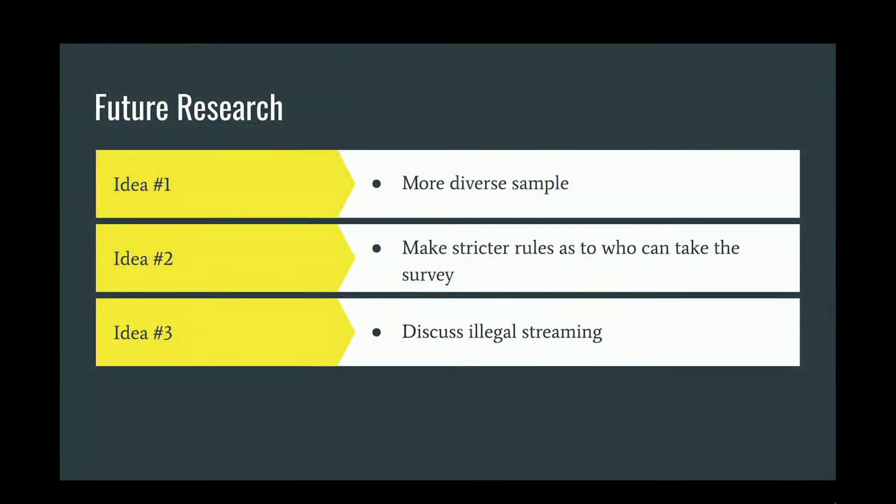Now we will discuss ideas for possible future research. Our first idea for future research is to strive for a more diverse sample. At our final count, we had 279 male respondents and only 52 female respondents. And out of all of those respondents, 89% were white. So in the future, we would try to strengthen our results by diversifying.